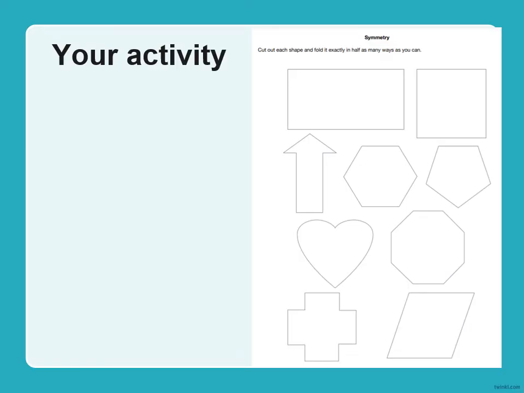Okay, your activity today that will be on the Google Classroom is a symmetry activity where you need to cut out each shape and fold it exactly in half as many ways as you can. When you do this, you can draw it if that's easier. If you're not able to print out these shapes, that's perfectly fine. You can use a ruler or a straight edge so that you can draw the lines really straight. It's a little bit tricky when we're not folding the paper, so we need to try and make those really straight edges and see how many lines of symmetry each shape will have.